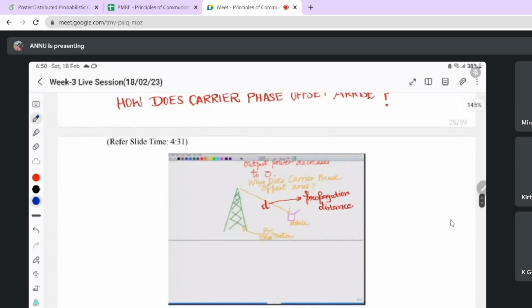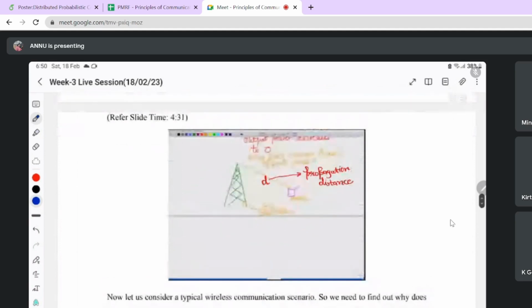So how does the carrier phase offset arise? This is the condition, how it arises, where the output power decreases to 0. Why does carrier phase offset arise? This is due to the distance, as the question was saying, the distance factor.